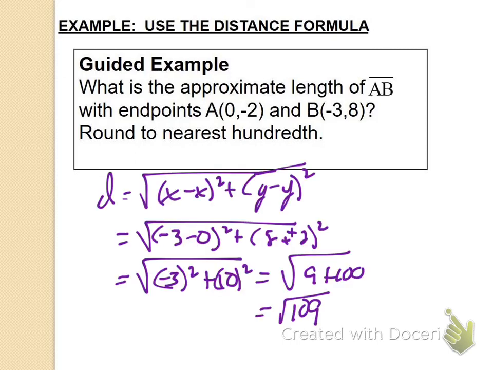And you should have gotten the square root of 109, which, when you type that in, you should get 10.44. Sorry, I didn't do that, so let me do that really quick.